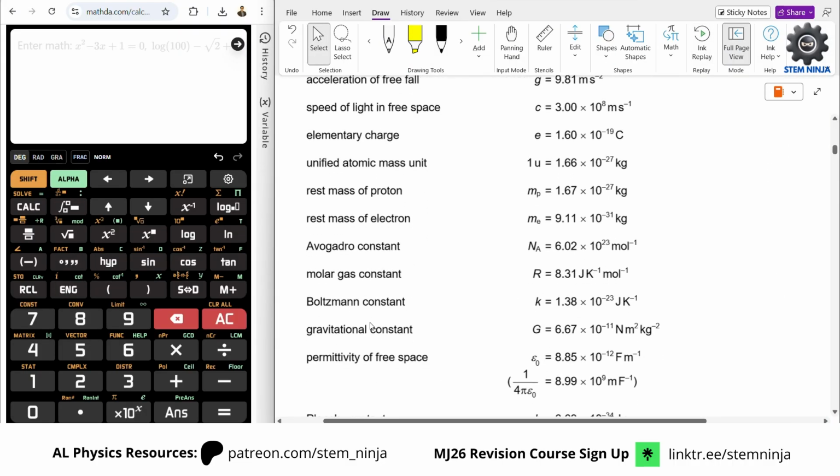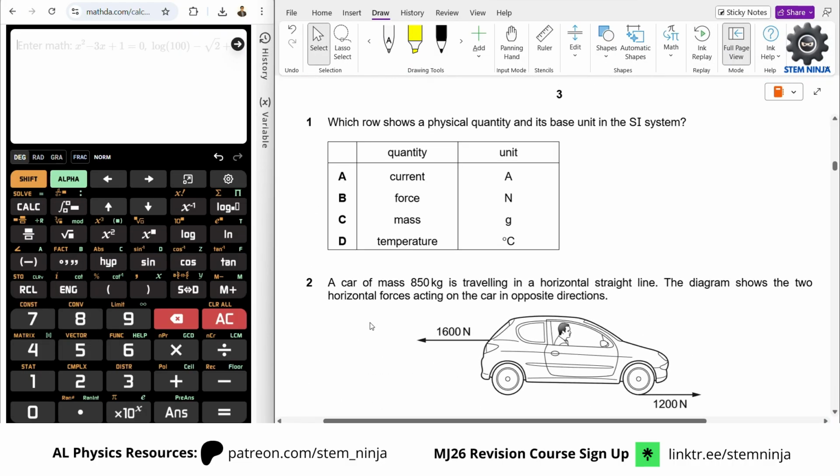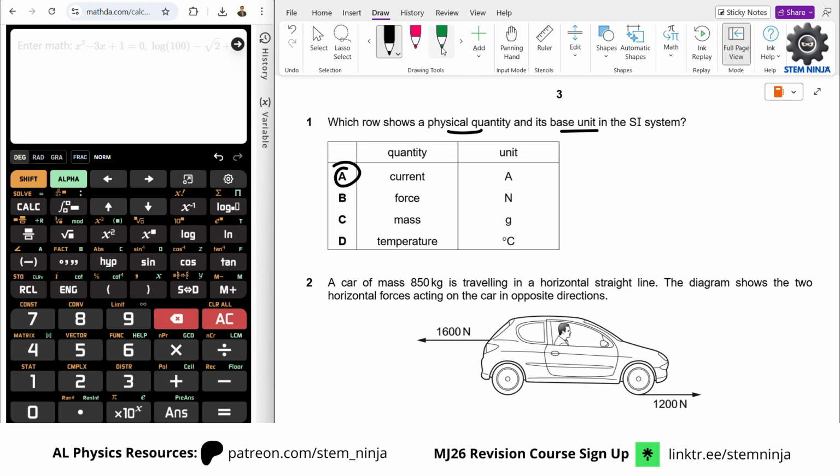All right, so let's start with the paper. Which row shows a physical quantity and its base unit in the SI system? So, physical quantity and its base unit in the SI system. Current is the base quantity and its base unit is amperes. So I think that's it over here.